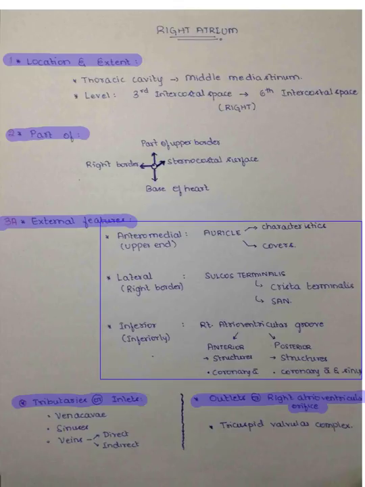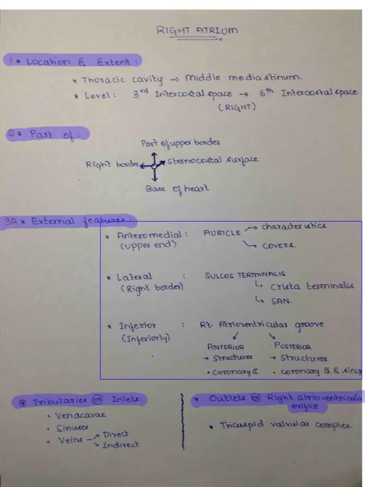The tricuspid valvular complex includes mainly four components. First would be the annular ring or the fibrous ring, and then below that there will be cusps or leaflets. Below that would be the chordae tendineae, and finally the three papillary muscles, that would be the anterior, posterior, and septal papillary muscles.